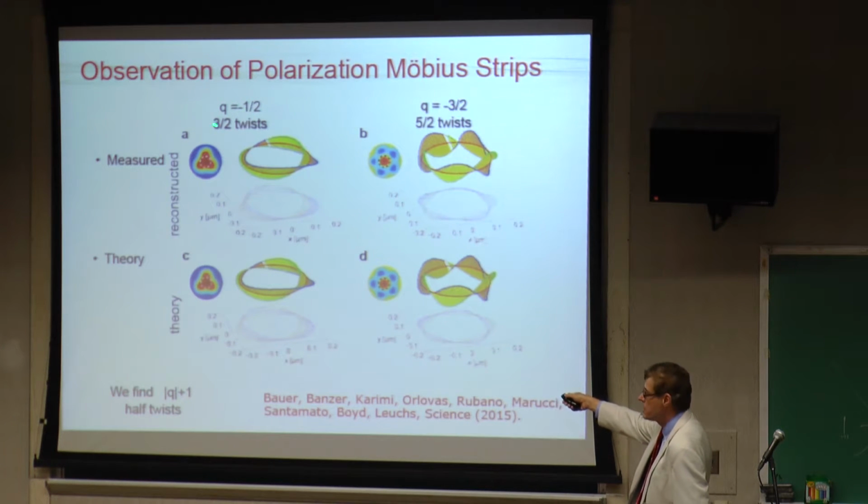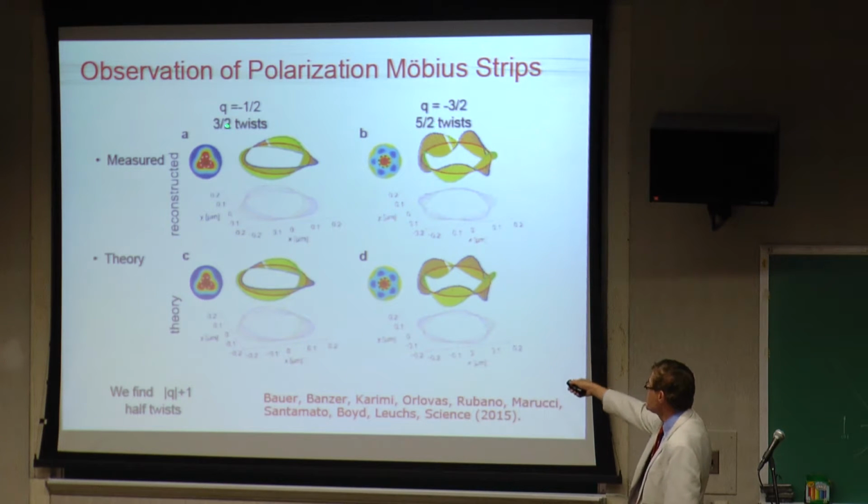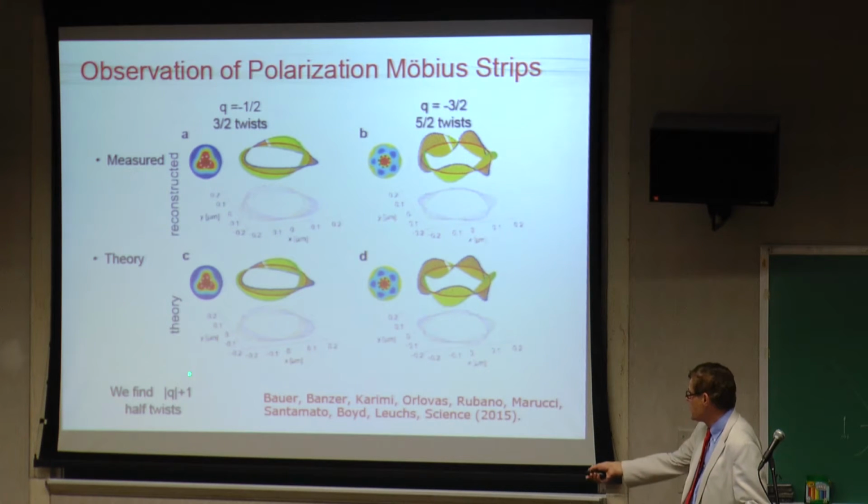So here we form a topological structure with a topological charge of -1/2. Here we find one with a topological charge of -3/2. As you go around the circle, you can see how many half twists there are. In Möbius geometries, they're quantized in half twists. So this is 5 half twists, this is 3 half twists as you move around the circle. The number of half twists is the absolute value of the topological charge, plus 1.